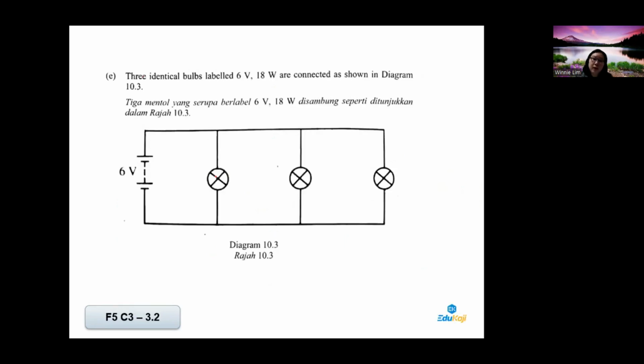Okay, now each bulb is giving you 6 volt 18 watt. This is what it means. So this 6 volt is potential difference, 18 watt is power. So they want one bulb. Also they want you to find the resistance of one bulb. So you have V and P. So what is the formula you use?